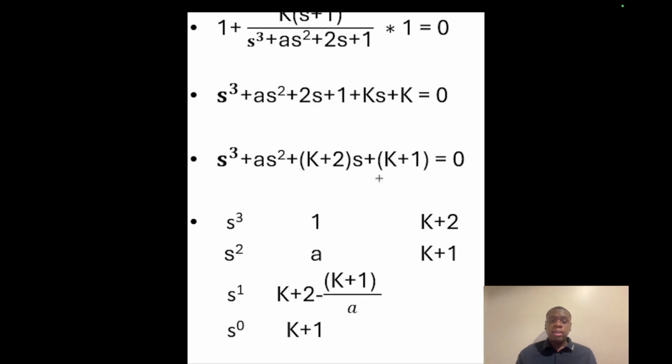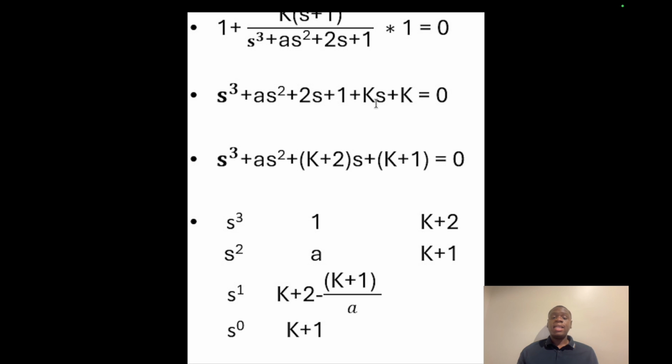First, we take the given equation and remove the denominator to form the characteristic equation. When we expand and group like terms, we get a standard cubic polynomial given here. Next, we build the root table using the coefficients of this polynomial. The first two rows come directly from the coefficients, and the third row is calculated using the root formula.